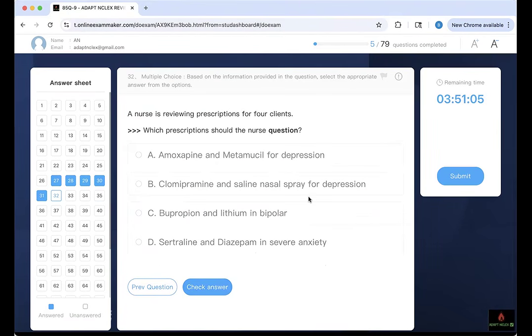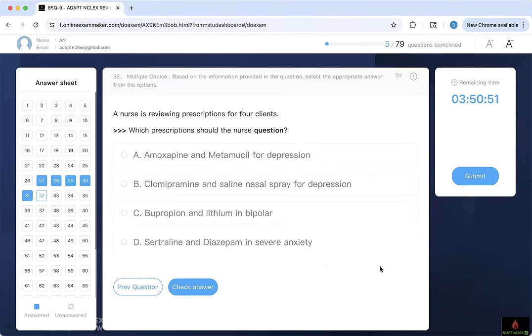Next question. A nurse is reviewing prescriptions for 4 clients. Which prescription should the nurse question? Bad combination. That means they are not doing what they're supposed to do, or they're going to cause harm to the patient. Amitriptyline and metoclopramide for depression. Clomipramine and saline nasal spray for depression. Bupropion and lithium in bipolar. Citalopram and diazepam in an anxiety disorder patient. What do you think that we should question? All you need to do is see if the combinations are okay.